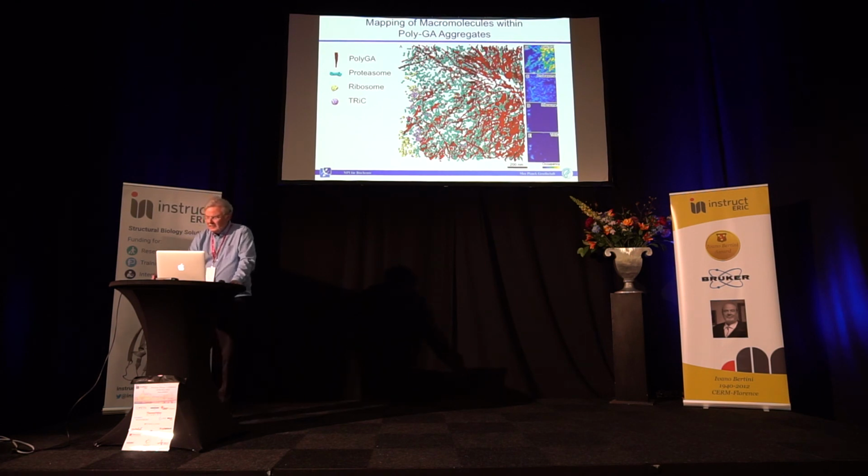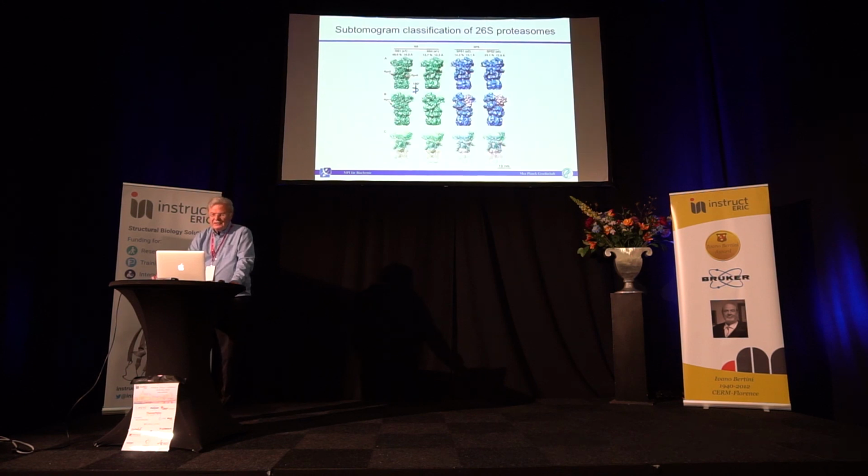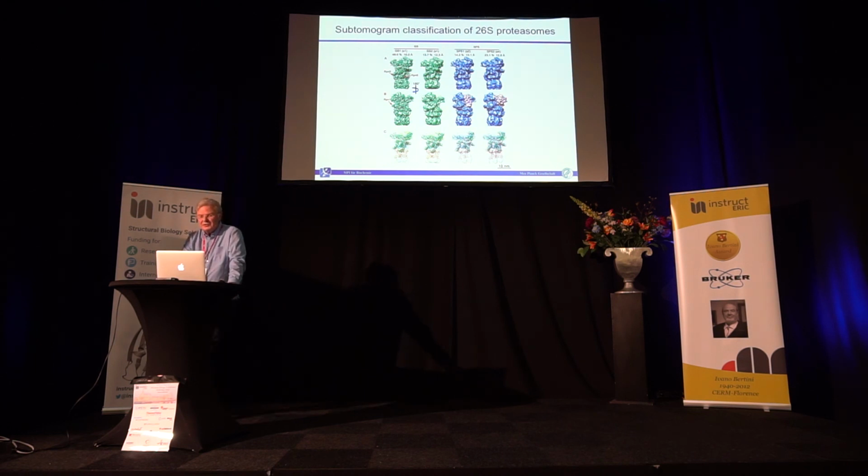And then we can, of course, because in this case we have many particles and abundance is a key to obtaining high resolution, obtain relatively good resolution again in the 10 angstrom range here. Green is the ground state. Blue is the substrate processing state. And in the substrate processing state, we have some mass here that is not accounted for by the mass of the proteasome itself.